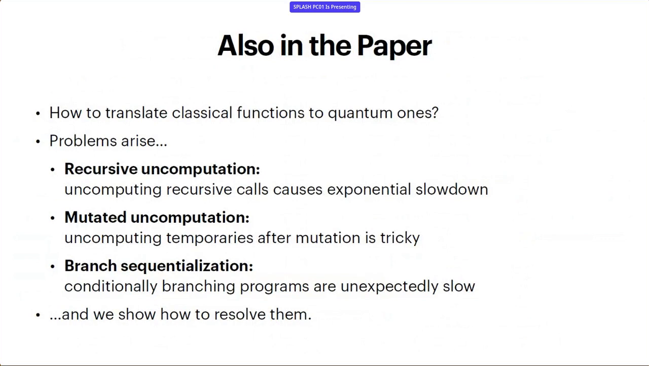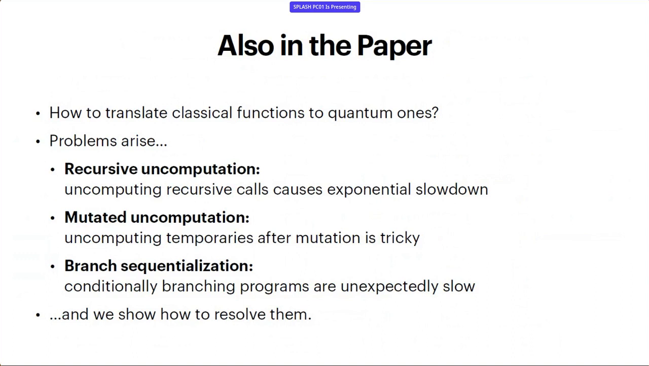There's a bunch more stuff in the paper that I think will be of interest to anyone who wants to try their hand at practical quantum programming. One of the big questions I had to address when I was implementing this data structure library is that there are a lot of things that are very easy to implement on a classical computer that you would think translate really easily to a quantum computer, but really just don't. And there are some fundamental problems we had to overcome here. A lot of them have to do with this uncomputation phenomenon and how it interacts with the fact that your language also allows recursion.